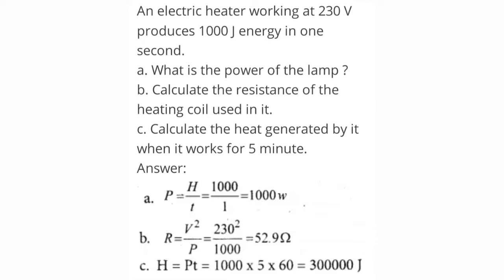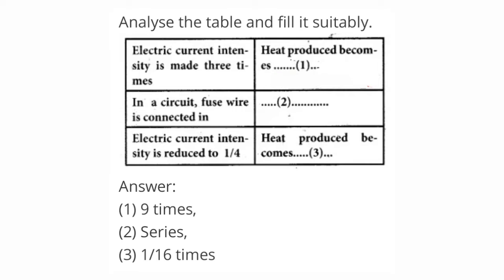Answers. A. P = H/T = 1000/1 = 1000 watt. B. R = V²/P = 230²/1000 = 52.9 ohm. C. H = P × T = 1000 × 5 × 60 = 3 lakh joule.